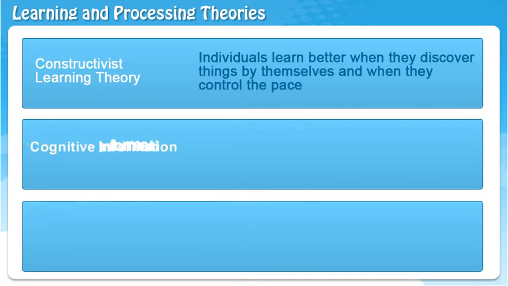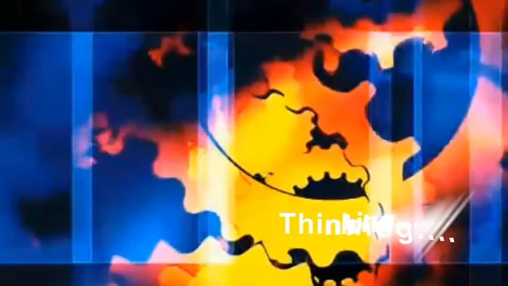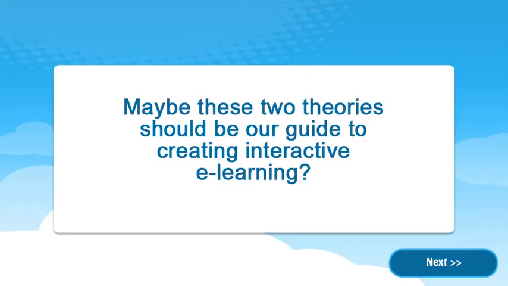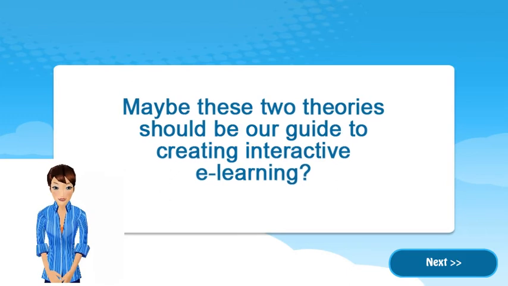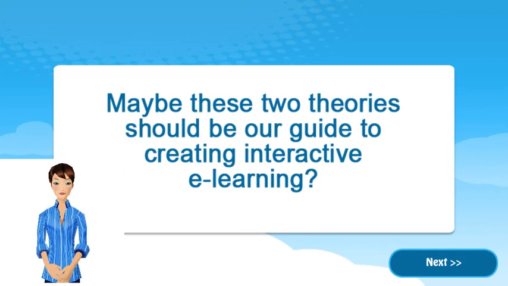The cognitive information processing theory states that a learner's attention is limited and therefore selective. So, with interactive e-learning on the brain, these two theories got me thinking. Maybe these two theories should be our guide to creating interactive e-learning.